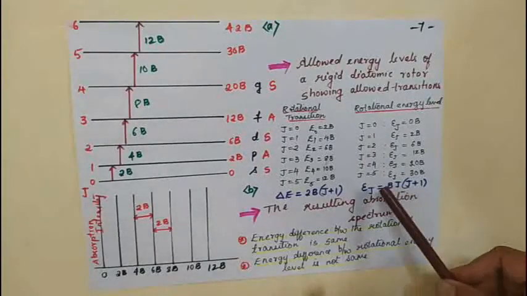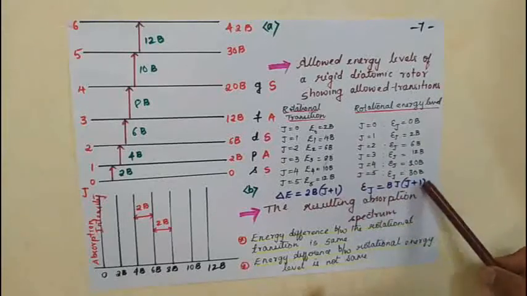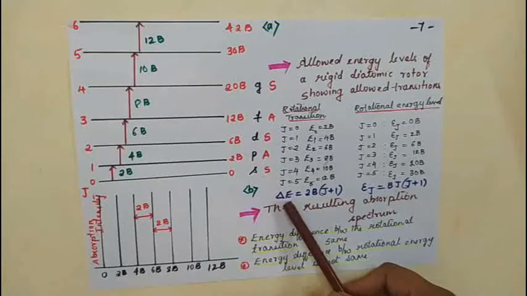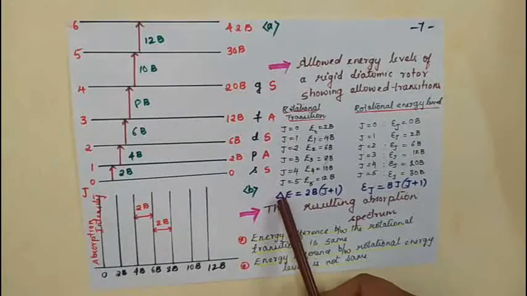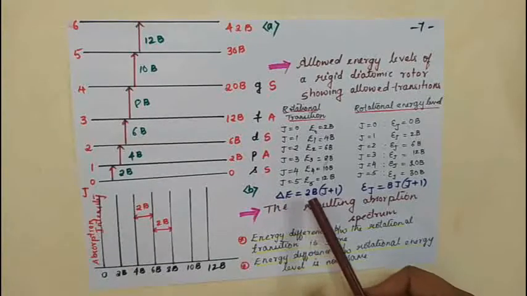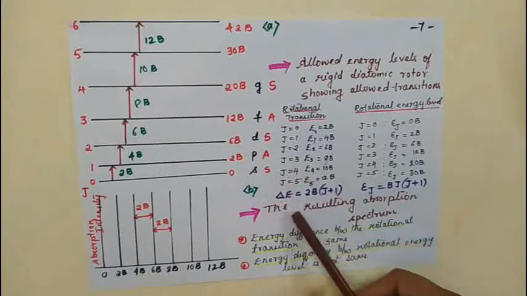Well, we know how the expression epsilon subscript J is equal to BJ into J plus 1 came. We derived this expression using the Schrodinger equation. Now let us see how to find the delta E, that is the energy difference between the rotational transitions, and how it is determined using the expression 2B into J plus 1. We should know how this expression came.